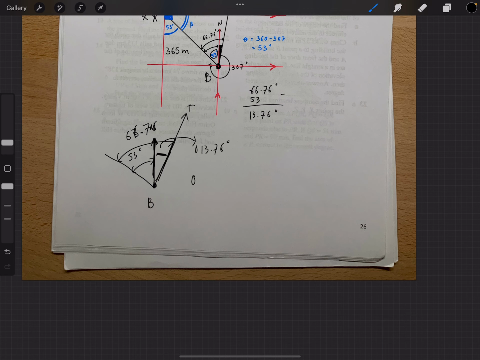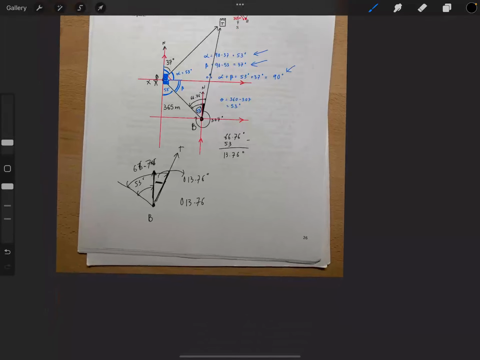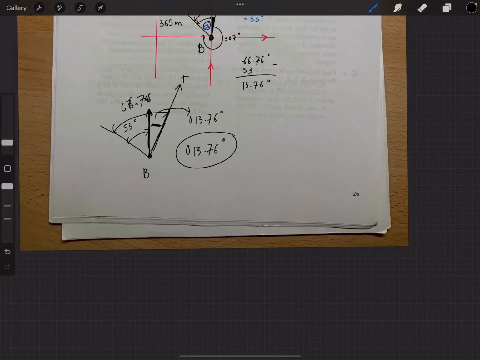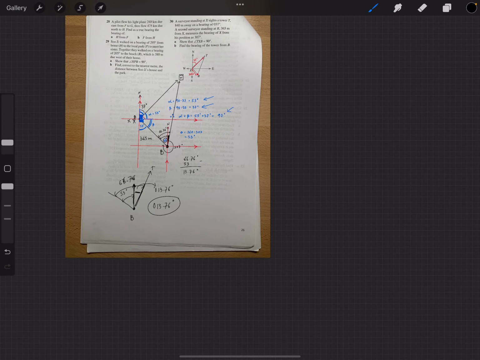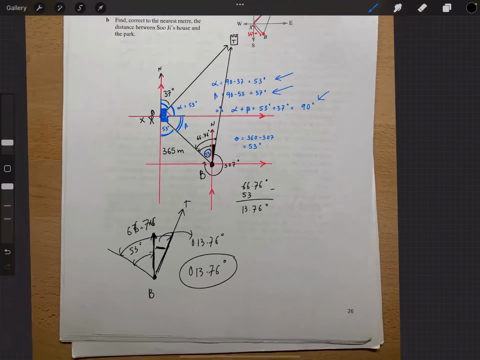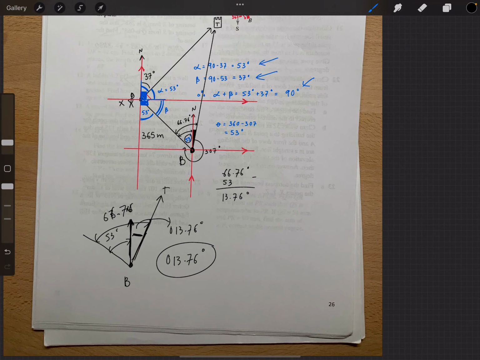So that's the true bearing, 013.76. Does it want it to the nearest something? No, it doesn't say nearest anything, so I will leave it just like this. That'll be a true bearing, and that will be the answer for 30B. All right, that was kind of tricky, but in the end, it's solved. As long as you draw the diagram, you can see it there. All right, hope that helps.